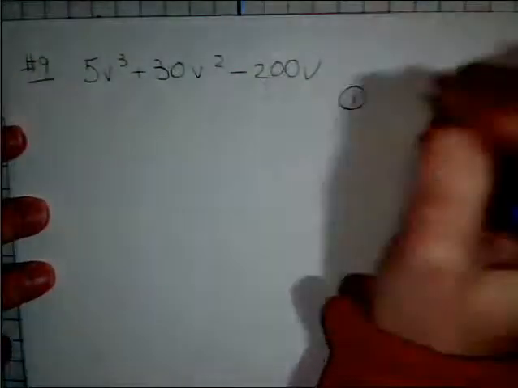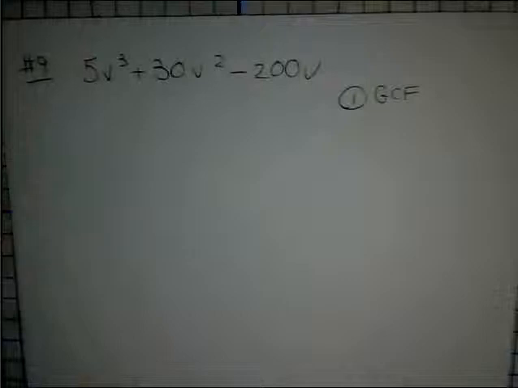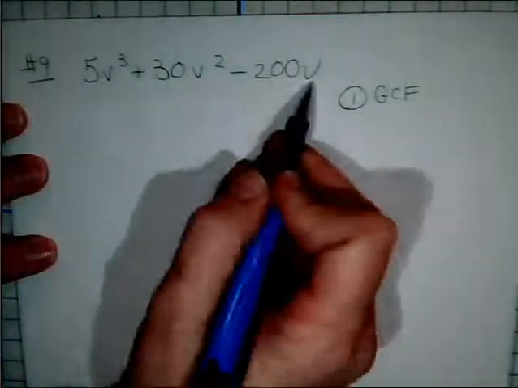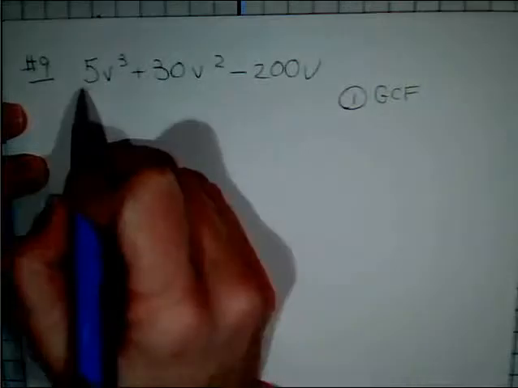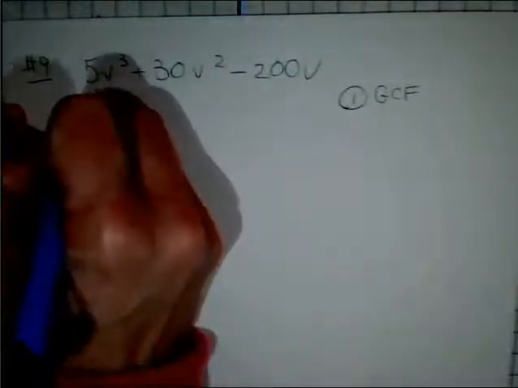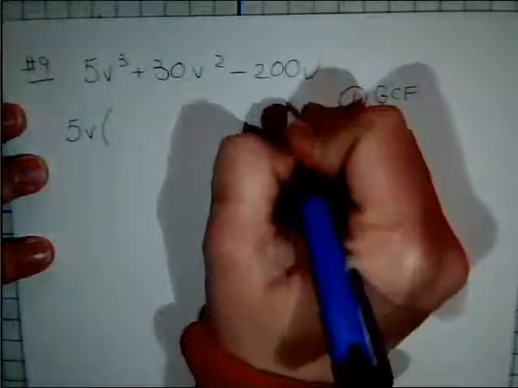When we're factoring something like this, our first thing that we need to look at is GCF. So between 5v cubed, 30v squared, and 200v, we need to see if there's a GCF. Well, I can tell in each of these, they all have a v. 5 is a factor of each of those. So we're going to pull out a 5v, and then we're going to write what we have left.